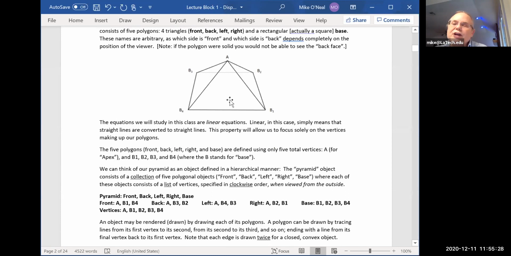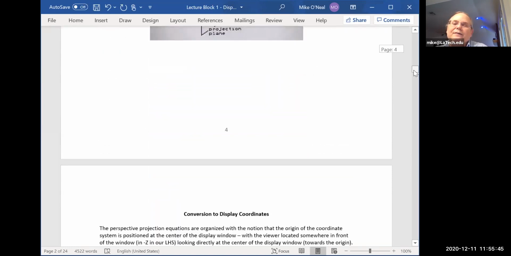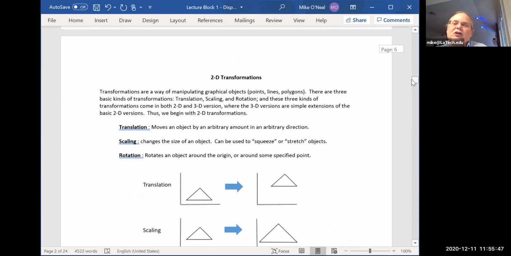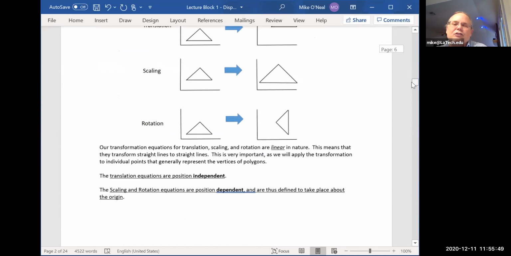So with rotation, scaling, and translation, all you have to do is worry about the vertices, and when you draw the thing, it's going to end up looking exactly like you had moved all of the in-between points that make up the edges. So again, that's why I keep stressing these things are linear, straight lines to straight lines.